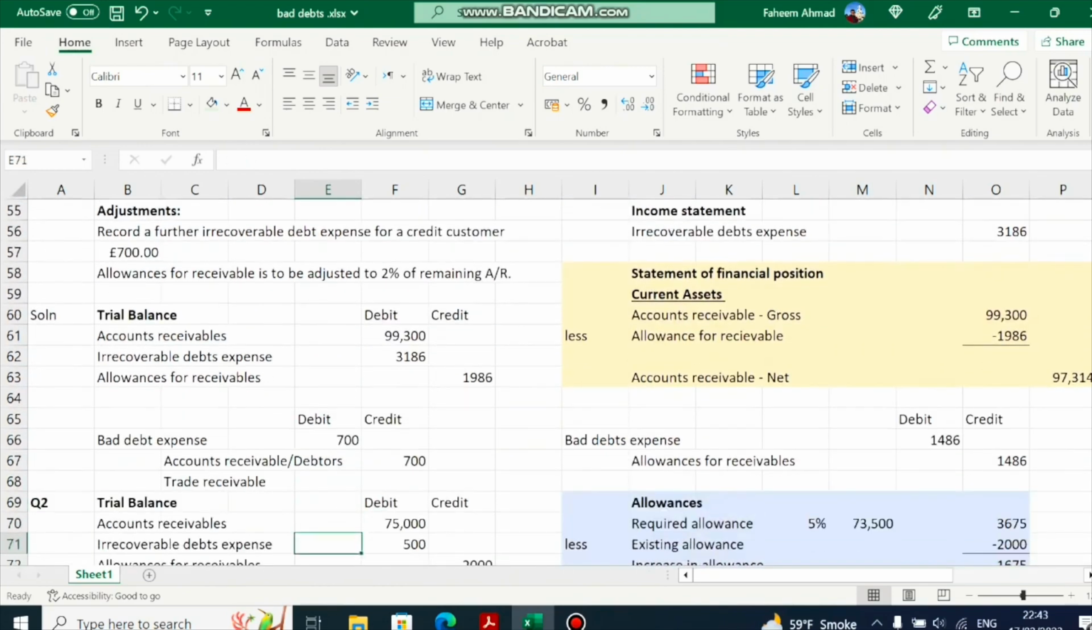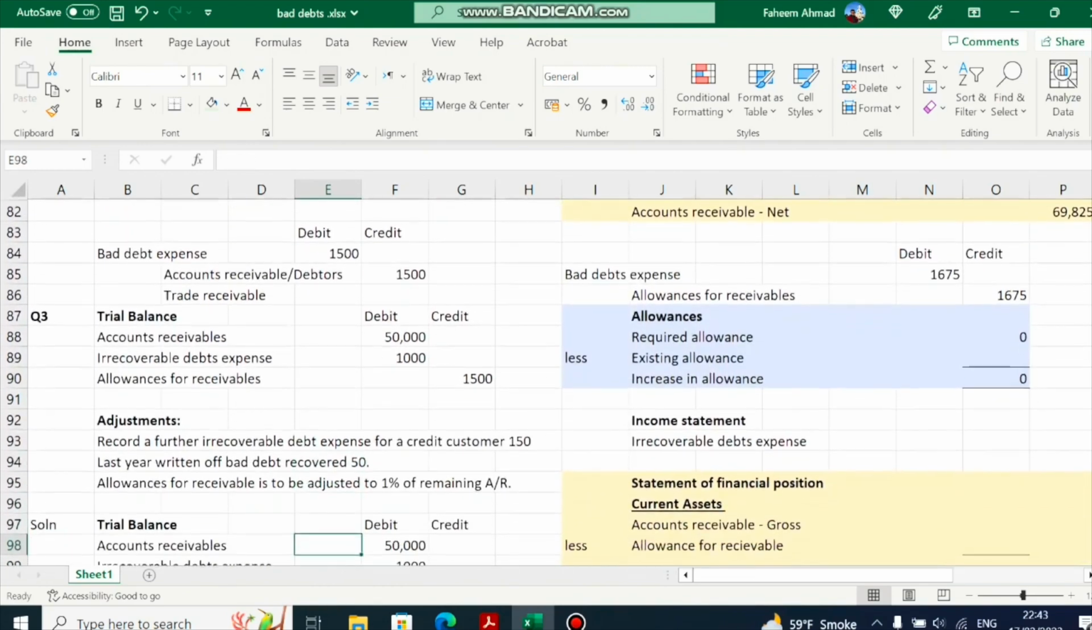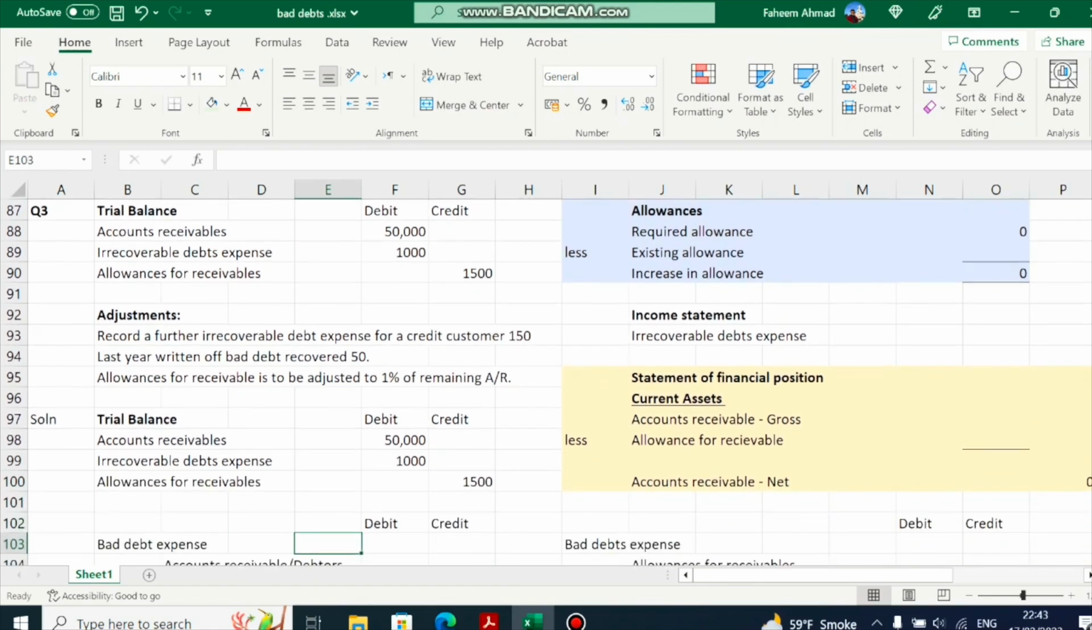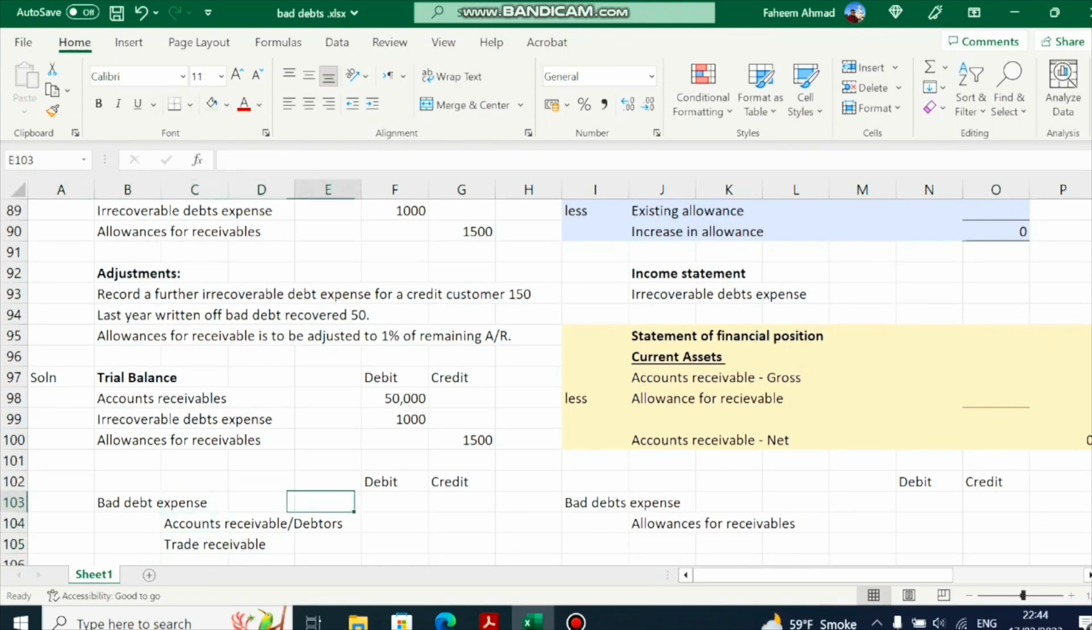Let's continue to two more examples. After solving these examples, your concepts relating to bad debt expense and allowances for doubtful debts will be very clear. Okay, so here we have a question. Once again, trial balance is given with list of balances. We have to record irrecoverable debt expense for a credit customer 150. So I'm going to pass this double entry here. 150 bad debt expense debit, 150 account receivable or debtors credit. So that was first adjustment.